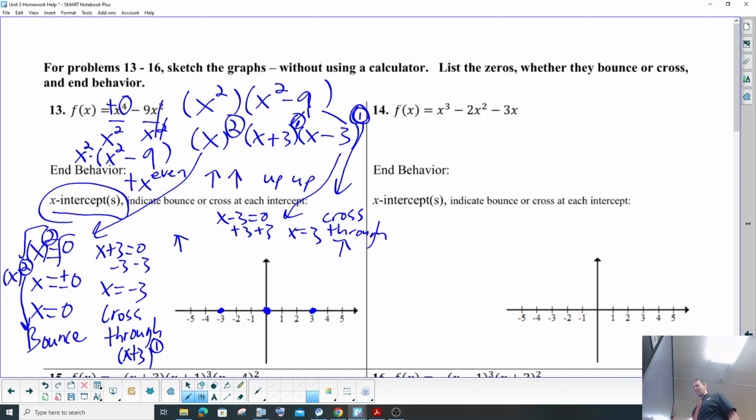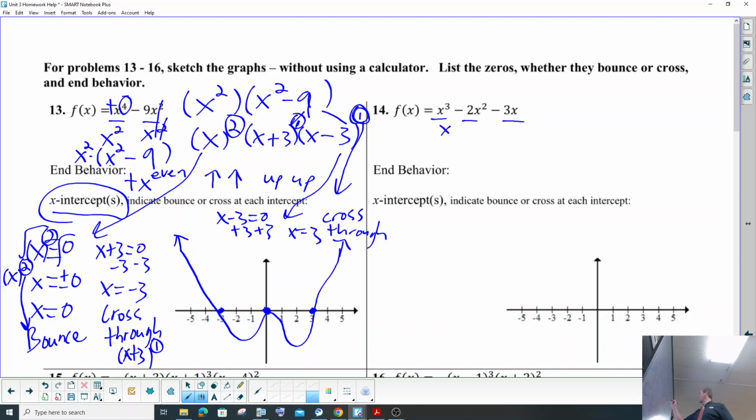Okay, let's put it all together. Way-o. So at negative 3, we're going to cross through. At 0, we're going to bounce. And then at 3, we're going to cross through. Make it smooth and curvy. Way-o. And our y-intercept was at 0. We did it right. So try number 14 on your own now.